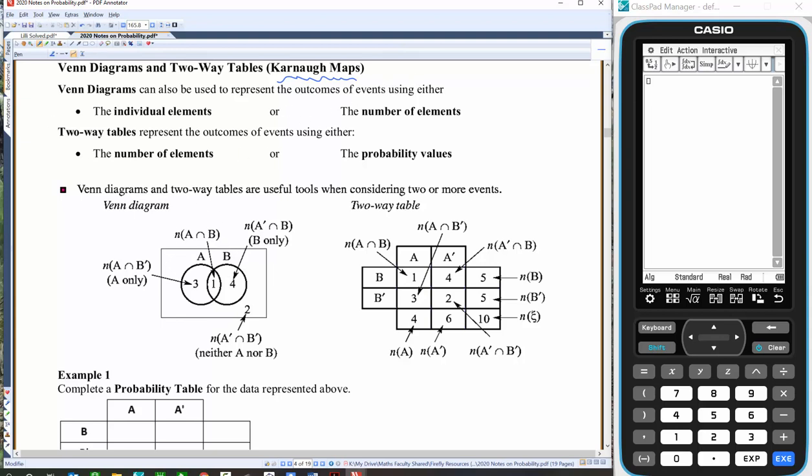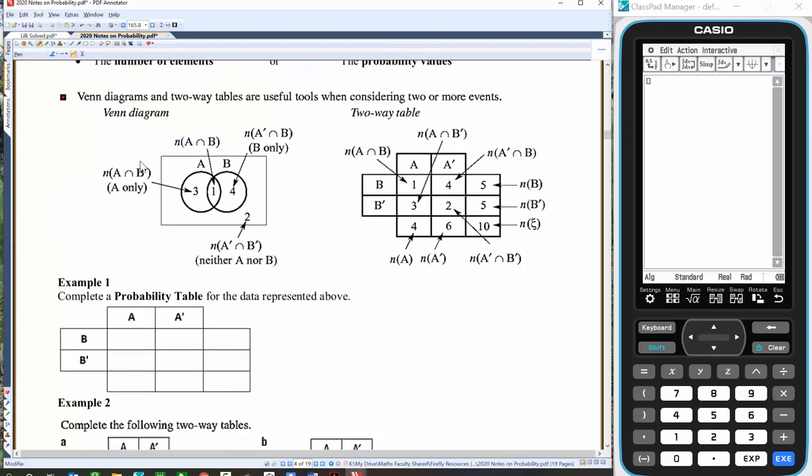So let's have a look here. We've got a Venn diagram here, and what we do is we represent the universal set within this, okay? So we put a box around that to indicate these are all the possible things that can happen, okay? And this means that there's 3 elements that happened in what we call A only. That's that part there. Okay, that's what we call A only. So we call this A and not B. Okay, A and not B.